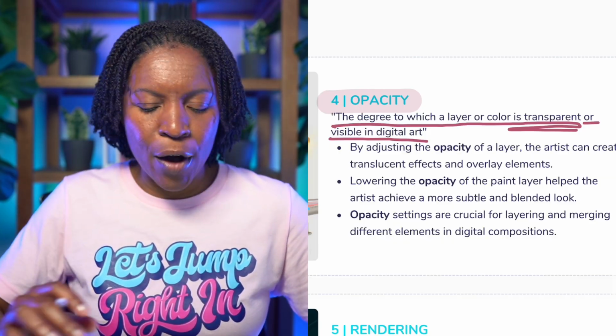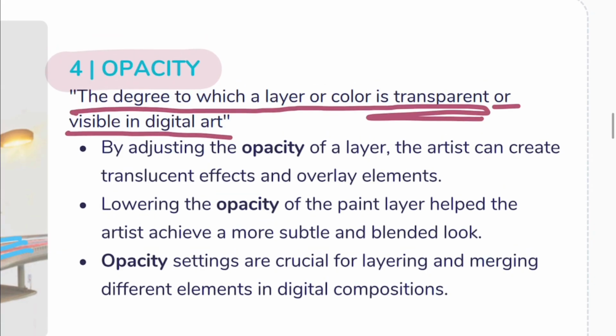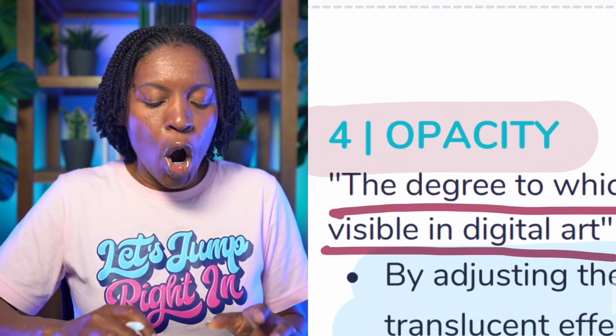So let's check out these example sentences. Here's number 1. By adjusting the opacity of a layer, the artist can create translucent effects and overlay elements. Next, lowering the opacity of the paint layer helped the artist achieve a more subtle and blended look. And finally, opacity settings are crucial for layering and merging different elements in digital compositions. So again, number 4 we have is opacity.